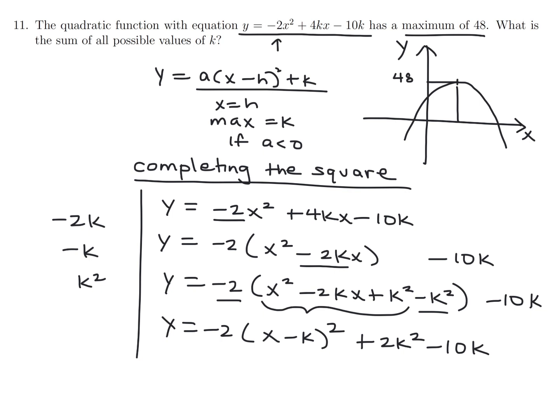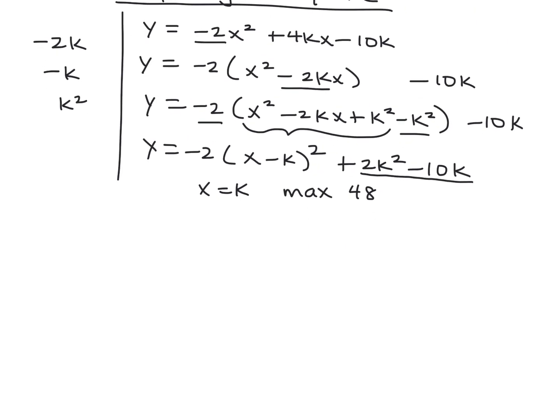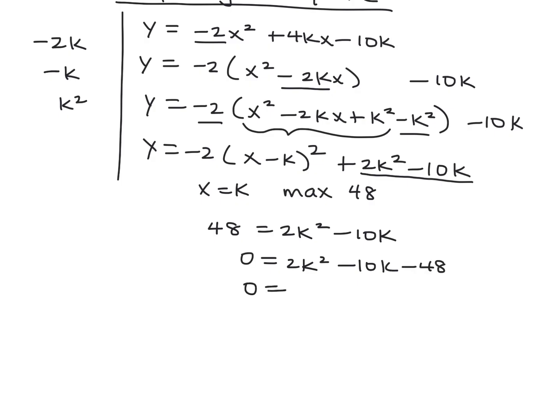So basically what that means is that when x is equal to k, the max is 48. So when x equals k, this equation just reduces to those terms. So when x is equal to k, that means that 48 is equal to 2k squared minus 10k. Got it? And this should be solved fairly easily, hopefully. 2k squared minus 10k minus 48 is equal to 0. Divide through by 2: k squared minus 5k minus 24.